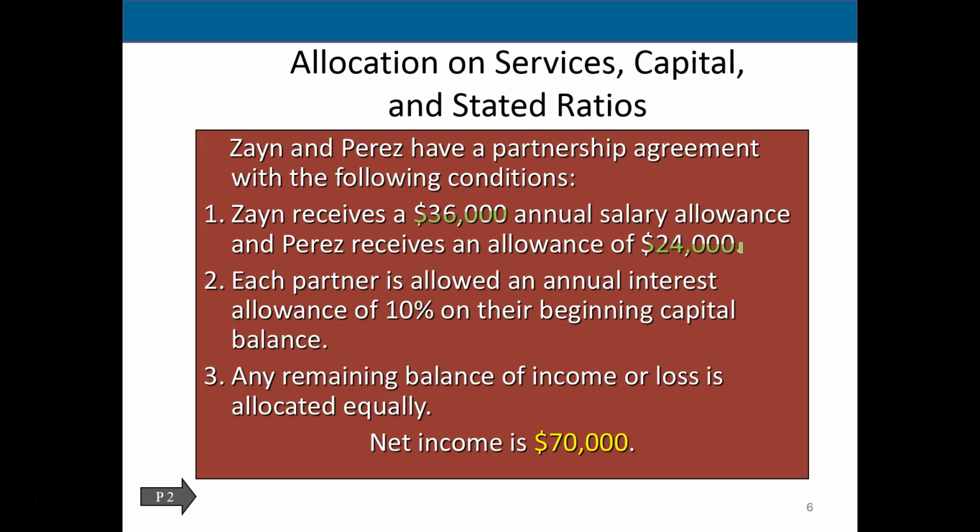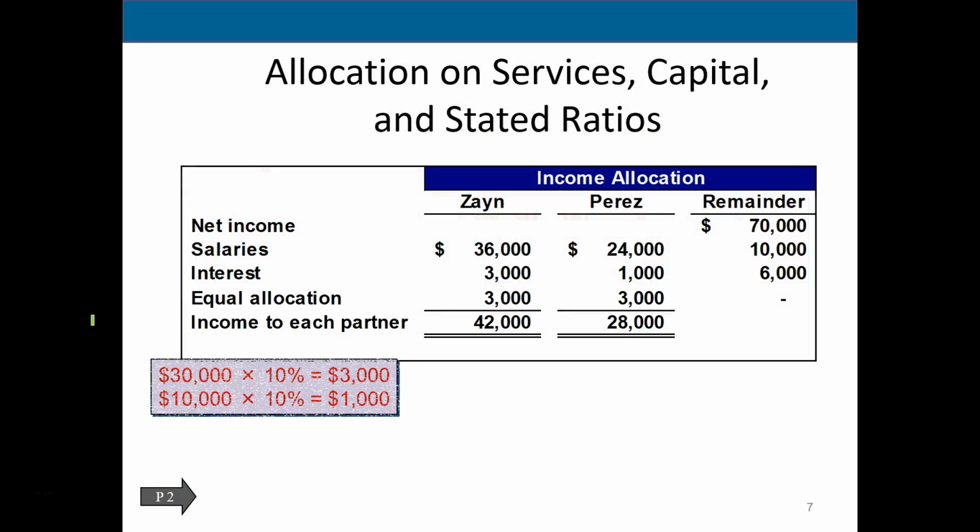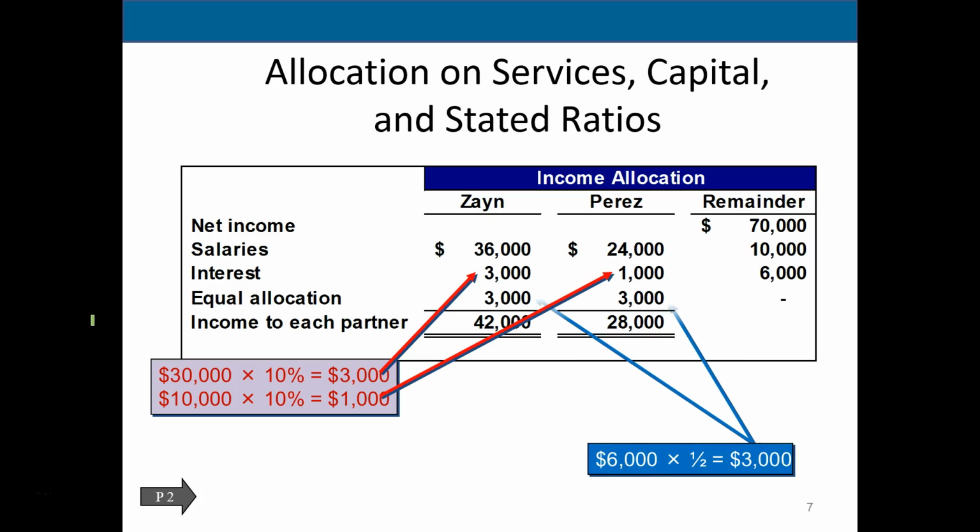Each partner is allocated an annual interest allowance, 10% on their beginning balance, and any remaining balance of income or loss is allocated equally. So what if we had $70,000 of income? So we have net income of $70,000. We're going to use this fairly complex allocation ratio, which you can really only do in a partnership type of agreement, which is why they can be very useful in some areas.